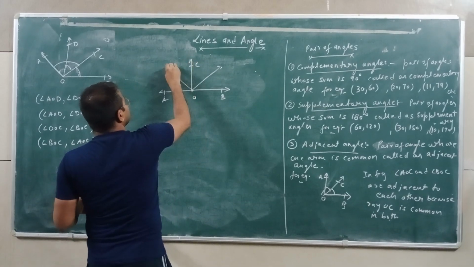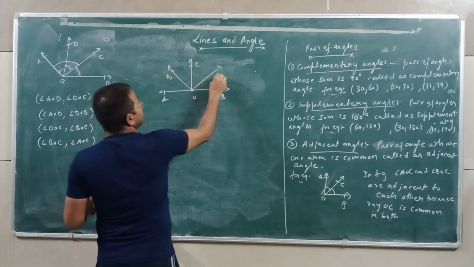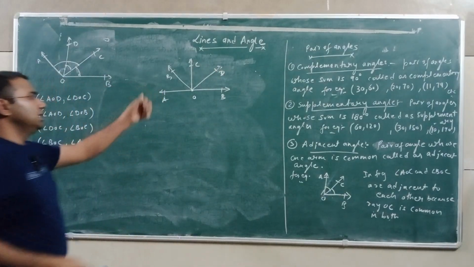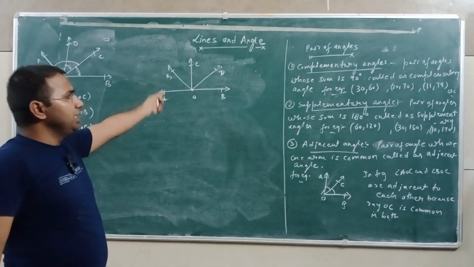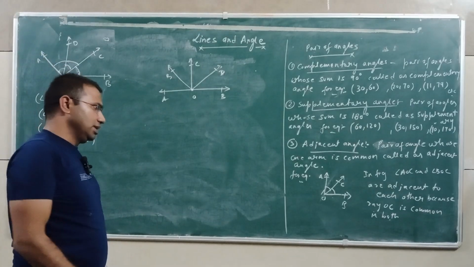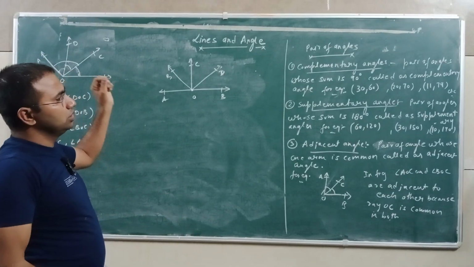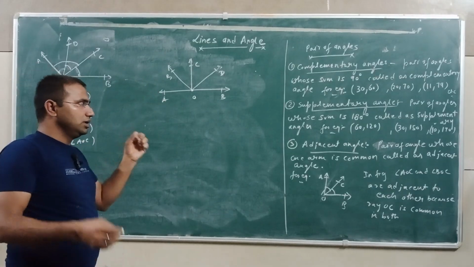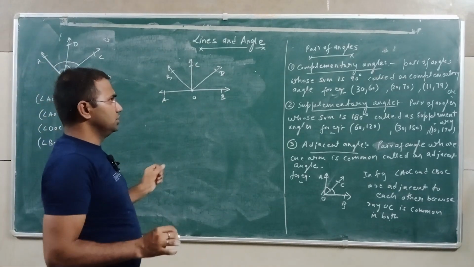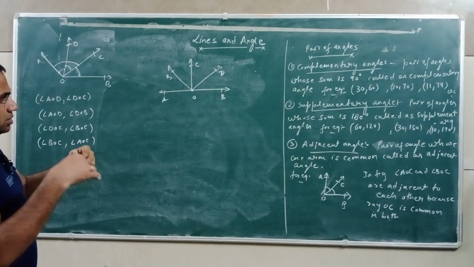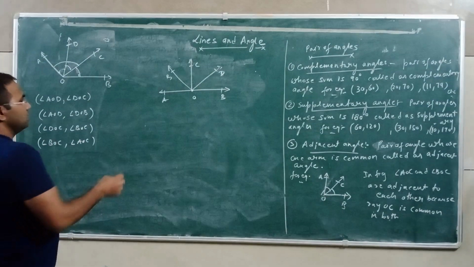This is C, this is B, and this is D. Now see here how many adjacent pairs there are. How will you write the adjacent pairs of this figure? This question is for your homework. In your free time, you will do this question. After this we are going to discuss two more pairs of angles.